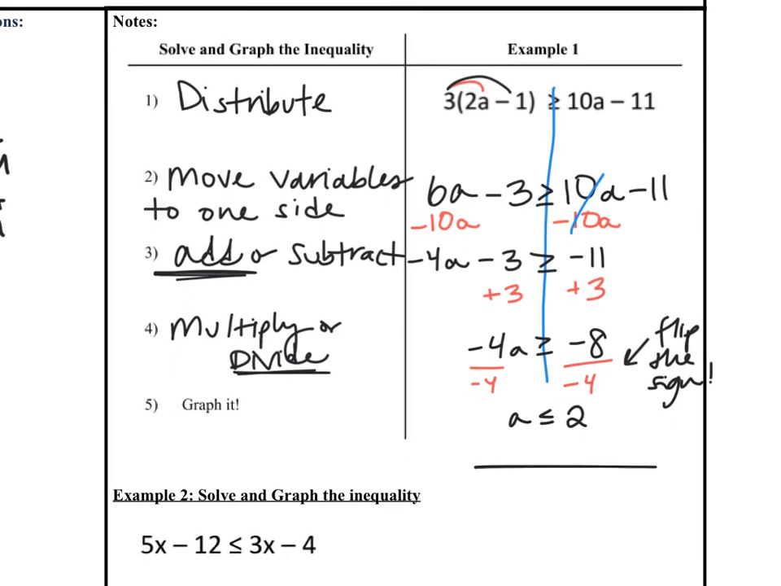Let's go ahead and graph it on a number line. So I've got 1, 2, 3. It's less than or equal to 2, so I'm going to have a solid circle, and it goes less than, which goes down.